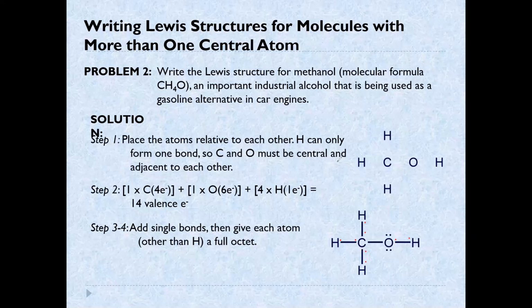If you count this now, for carbon each of the hydrogens is a duplet, and carbon has 1, 2, 3, 4, 5, 6, 7, 8. I know that we have 14. So 10 electrons have been given, with 4 remaining. Oxygen usually just has 1, 2, 3, 4, so the remaining 4 electrons go to oxygen as lone pairs. Now oxygen has an octet, carbon is also an octet, and the hydrogens are duplets. All the 14 valence electrons are fully taken care of.